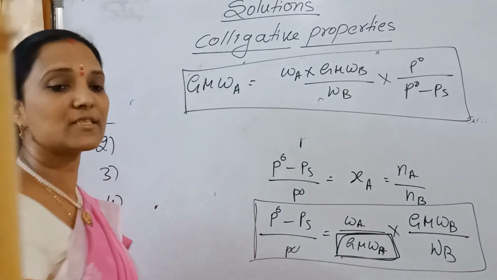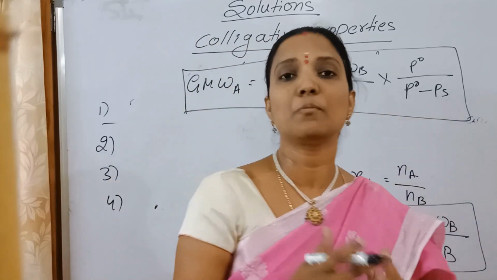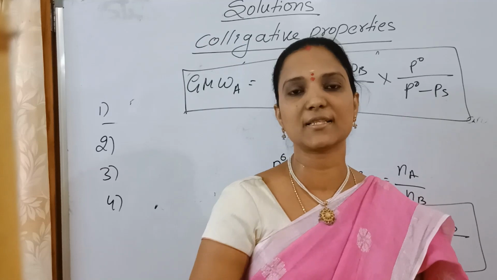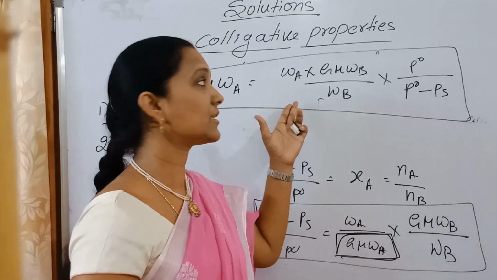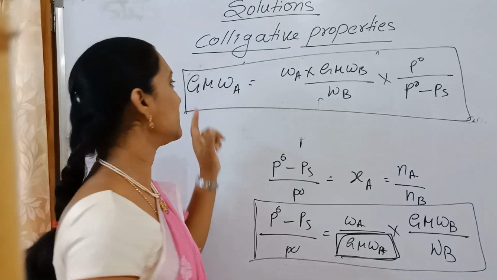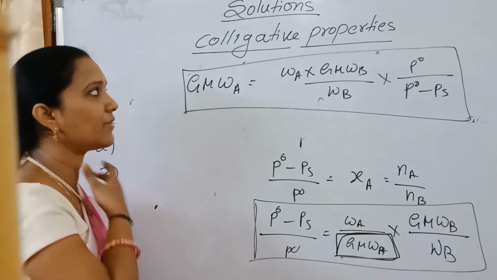So what is the importance of these colligative properties? All these colligative properties we are using to calculate the molecular mass of unknown solutes. Nothing but molecular mass of many salts we are going to calculate using these colligative properties. How to calculate using RLVP? Using this formula we can calculate. Okay, this is relative lowering of vapor pressure.